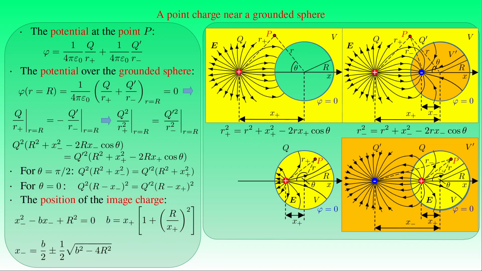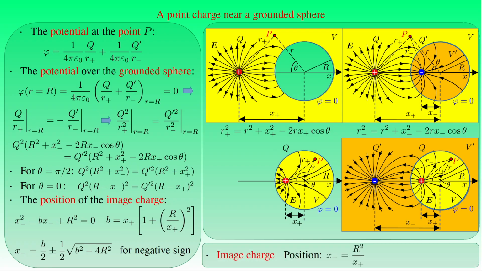The roots of the second-order algebraic equation are then given by b over 2, plus or minus 1 over 2 times the square root of the difference between b squared and 4 times capital R squared. As already mentioned, we need to drop one of the roots of this equation since it is non-physical. The position of the image point charge q prime described by the distance x sub minus must be in the volume v prime complement to the volume v enclosing the point charge q. If we choose the negative sign, then this condition holds and the position of the image point charge described by its distance x sub minus from the center of the grounded sphere can be written as the square of the radius capital R of the sphere over the distance x sub plus.